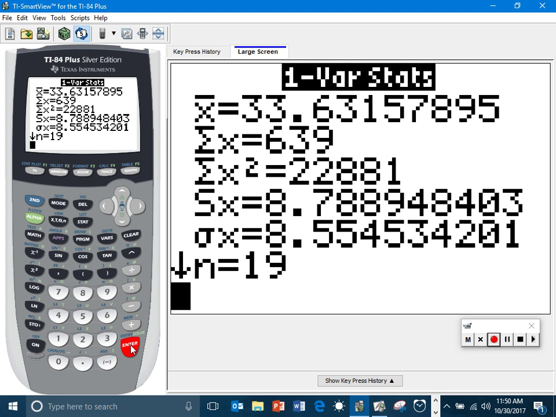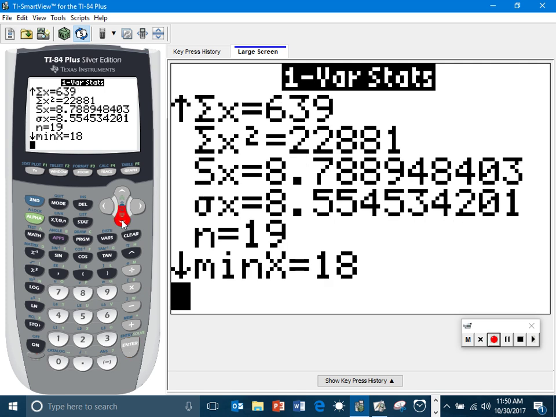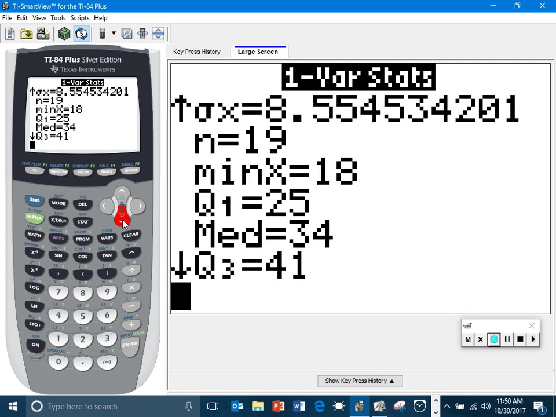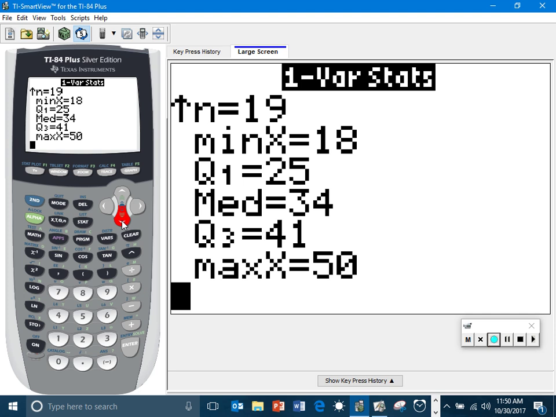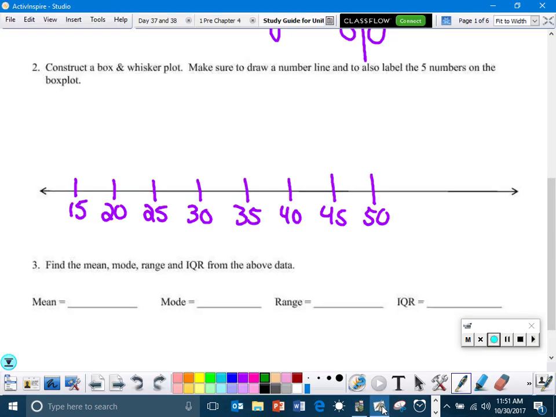Okay, once you get to this screen, remember you got to scroll down with the down arrow to find the 5 numbers we need for the box and whisker, and there they are. Okay, I'm going to read through them, and then I'm going to mark them and make my box and whisker plot. So the minimum is 18, Q1 is 25, the median is 34, Q3 is 41, and the maximum is 50. All right, so let's go make our box and whisker.